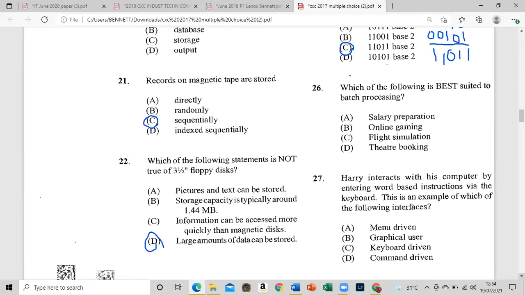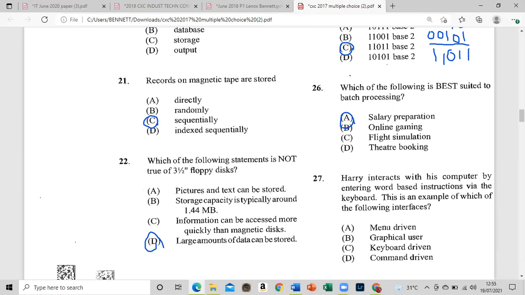Which of the following is best suited for batch processing? Is it A, salary preparation? Is it B, online gaming? Is it C, flight simulation? Or is it D, theater booking? All right, so that would be salary preparation. And that is why we are doing this, right? Because we want to even get a salary at the end of the day. So that is A, salary preparation.